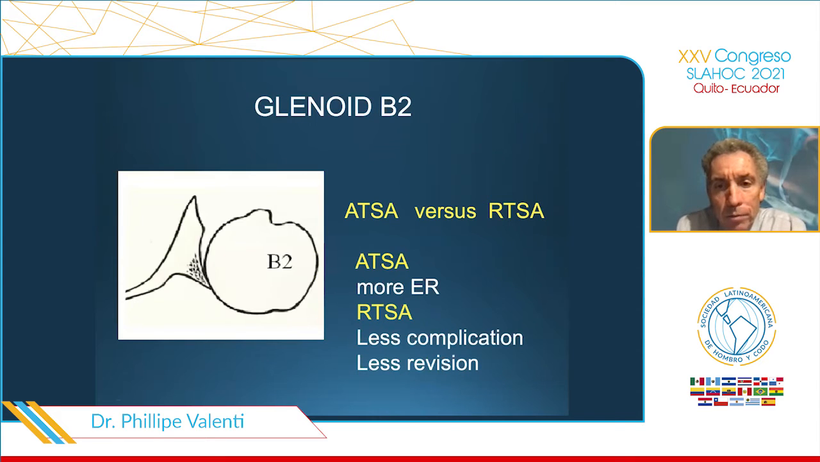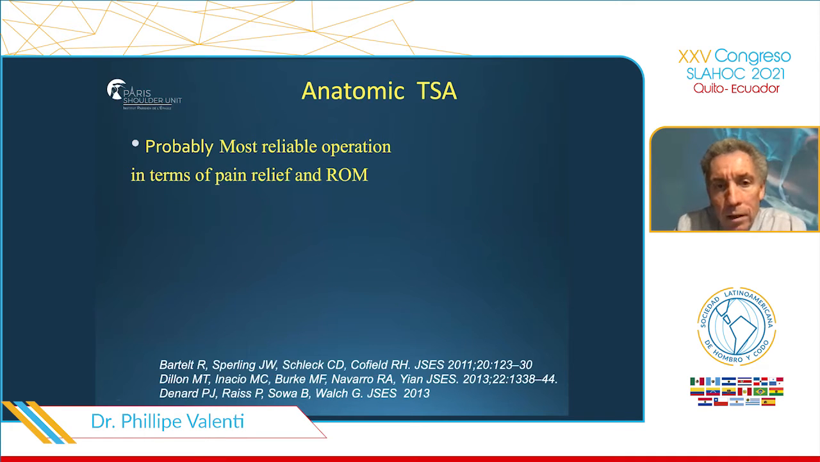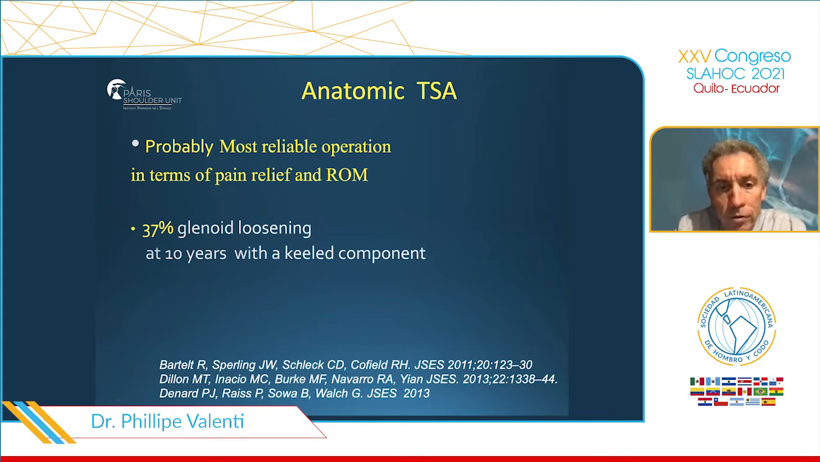If you have a Glenoid B2, this is a big discussion today between anatomic total shoulder arthroplasty or reverse arthroplasty. If you use anatomic, you have more range of motion, more external rotation. If you use reverse arthroplasty, you have fewer complications and fewer revisions. Probably if you use anatomic, it's the most reliable operation in terms of pain relief and range of motion.